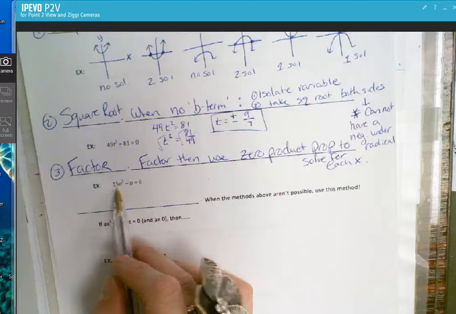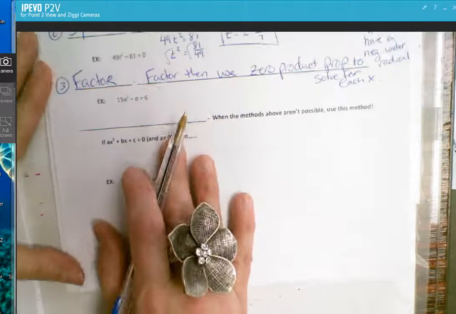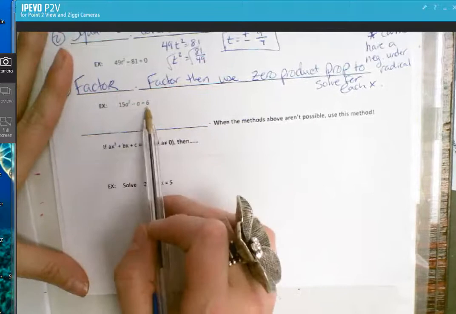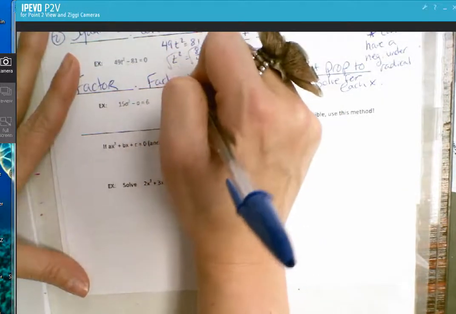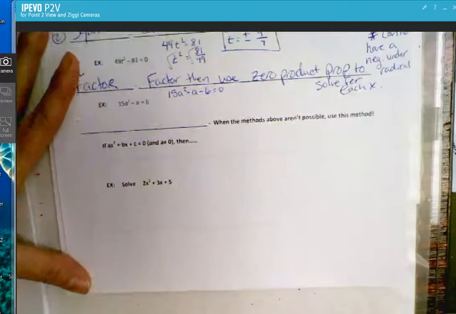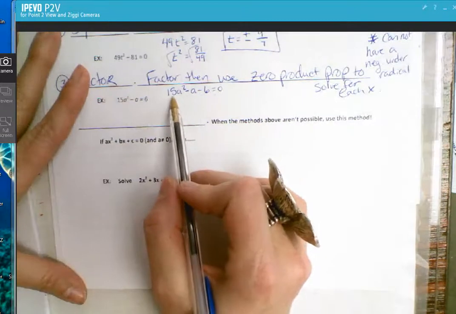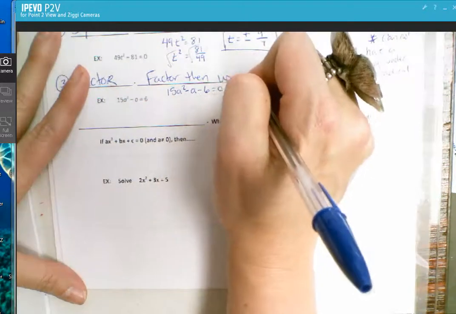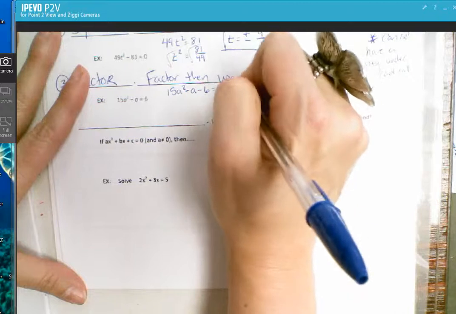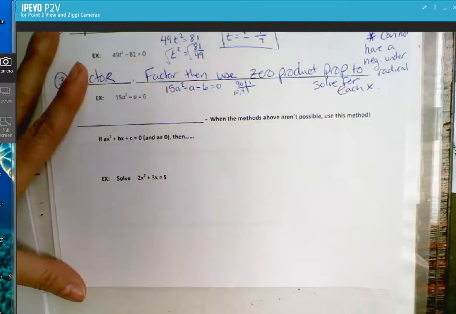So we have this quadratic equation. We need to be in standard form, so I need to move everything over. That means I need to subtract 6 from both sides. I end up with 15a squared minus a minus 6 equals 0. Then I have an a term and a c term, so a times c is negative 90, and the middle term is negative 1. So the values would be 10 and 9. 10 times 9 equals 90, and 10 minus 9 equals 1.